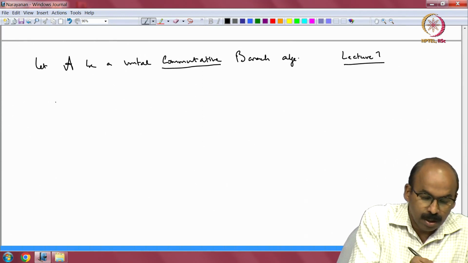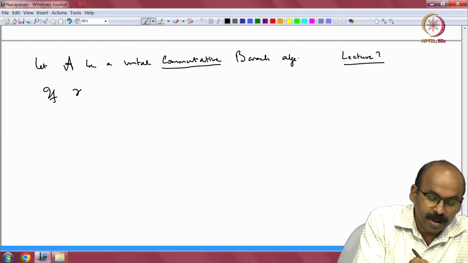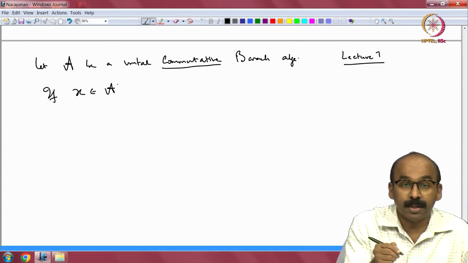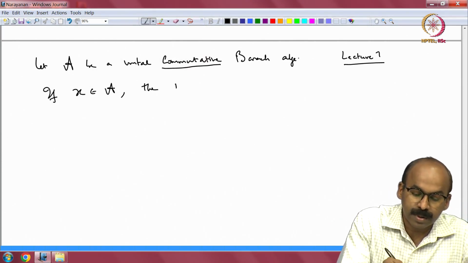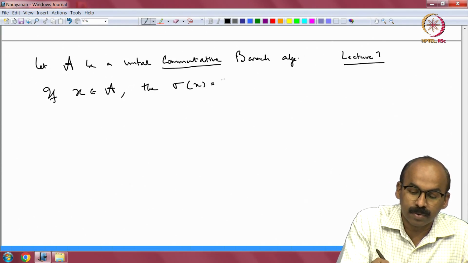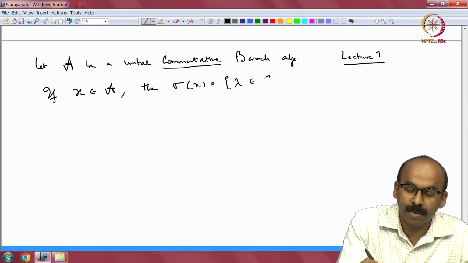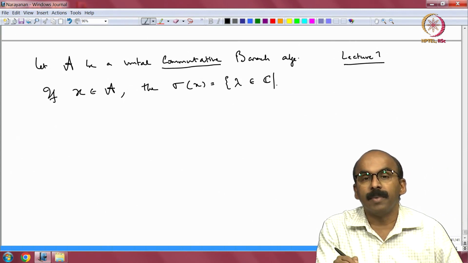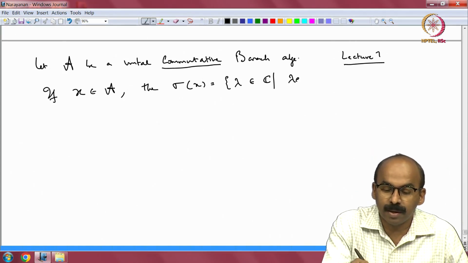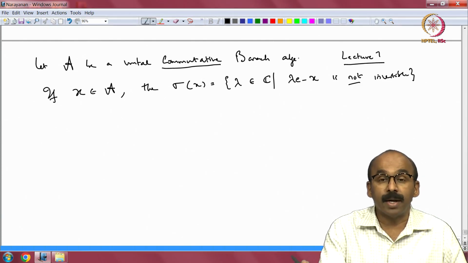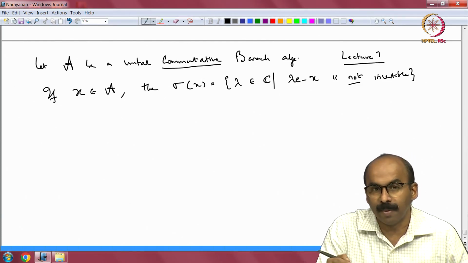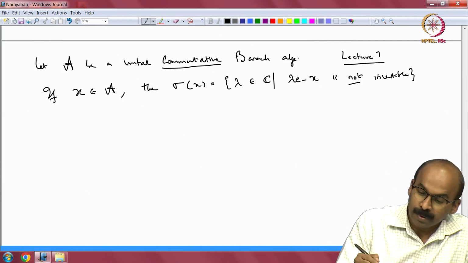Okay. So, if I take an element x in the Banach algebra, we define the spectrum, right. So, the spectrum is all those lambda in the complex plane where lambda e minus x is non-invertible, right. Lambda e minus x is not invertible. Okay. So, for an operator this coincides with the spectrum of the operator, right. So, it is the same definition.